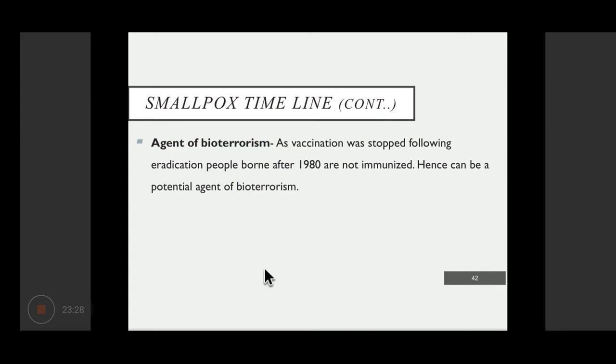Since it has been eradicated, and for the last 20-30 years people have not been exposed to this virus, this poses a threat for bioterrorism, because people after the 1980s have not been exposed to this virus and they don't have any sort of immunity to it. So it is a very potential agent for bioterrorism.